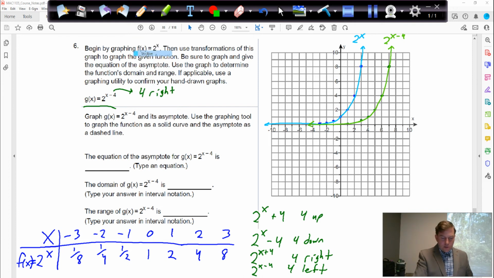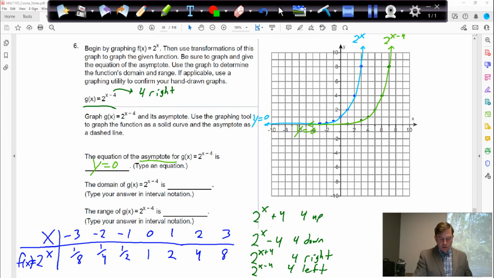So the first part says, what is this? Where is this flattening out to? And both of these curves are flattening out towards y equals 0, which is the x-axis. So the asymptote in this one is y equal to 0.